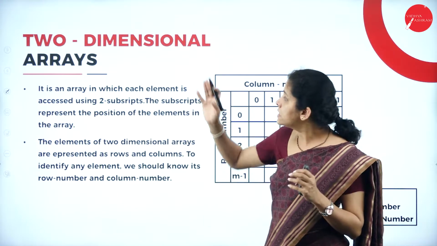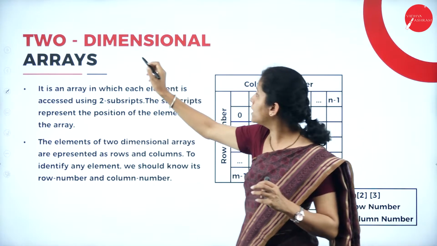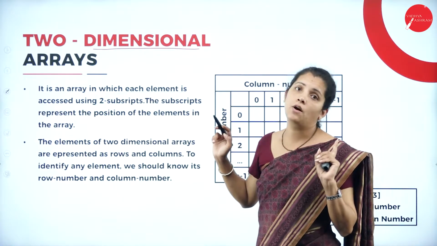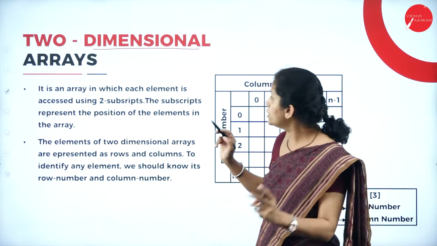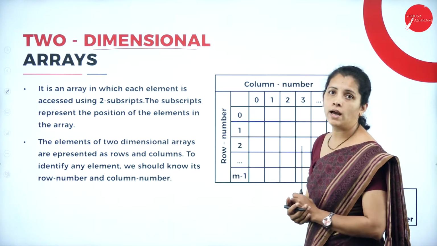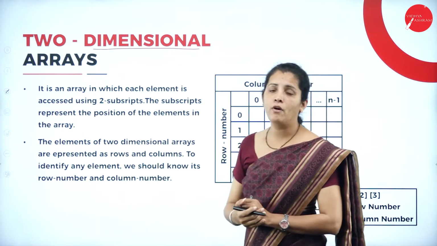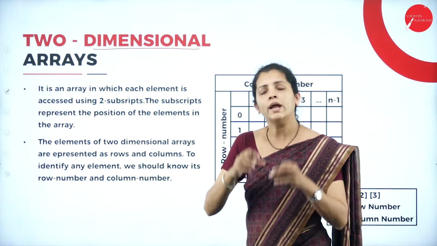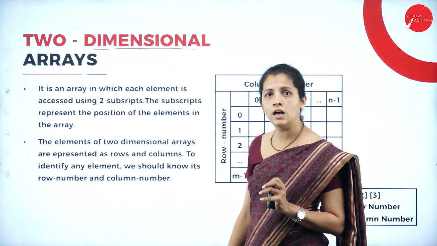As the name itself indicates, it is an array with two dimensions. What is this dimension? That's nothing but index, indices or subscript. That means to define the array, I'm going to use two subscripts. One is row and one is column. And the best example for two-dimensional arrays is a matrix. Any matrix representation is an example of a two-dimensional array.